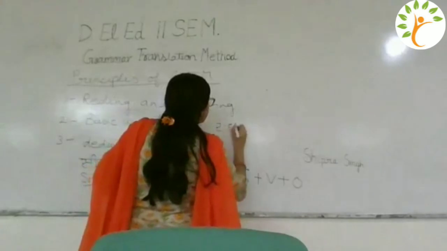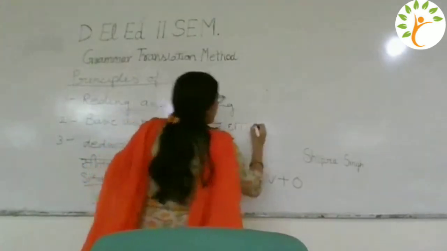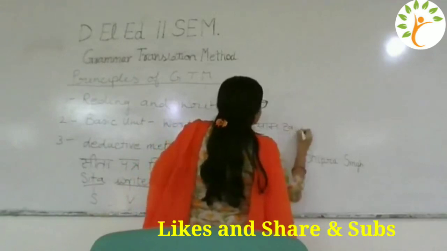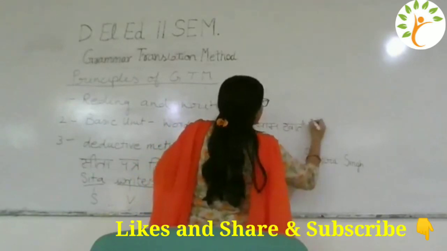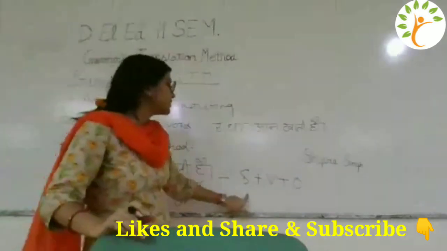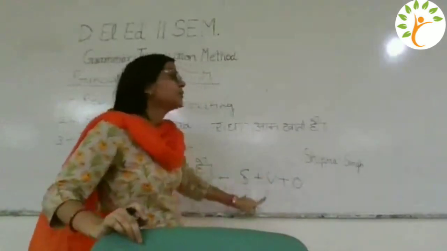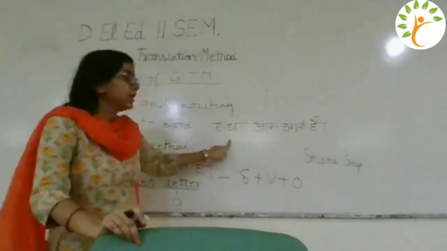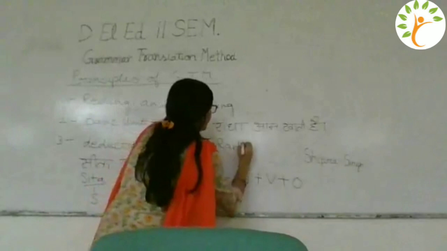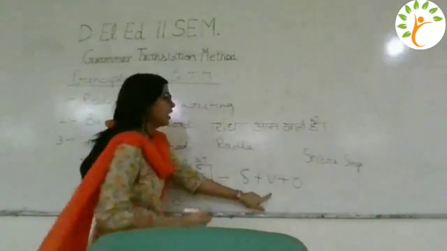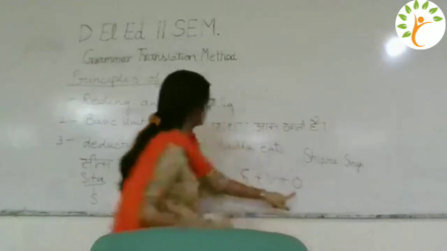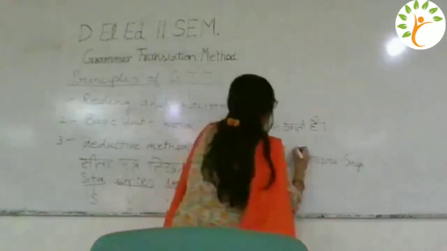Radha आम खाती है. So if the student has memorized this rule, subject, verb and object, he will be able to translate the sentence. First, subject, Radha. Then verb, खाती है, eats. Then object, noun.